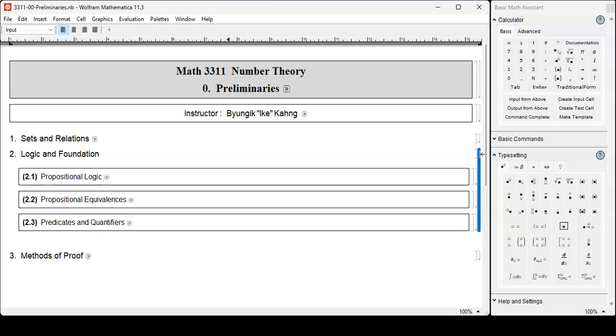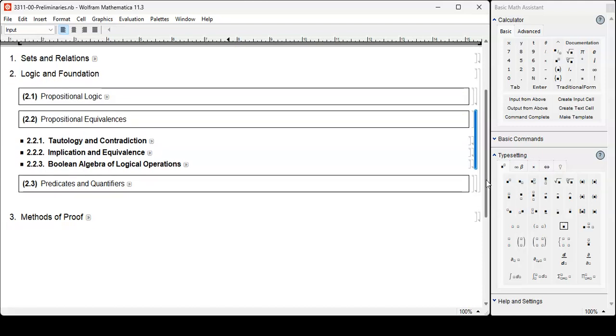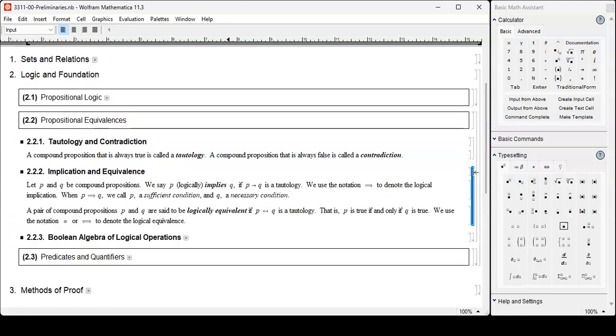We completed subsection 2.1 and we were discussing subsection 2.2. We went through tautology and contradiction and we just discussed implication and equivalence. Did I say 90% of what we do in upper level math course is this? If P then Q is a tautology, or P logically implies Q. That's 90% of what you do.